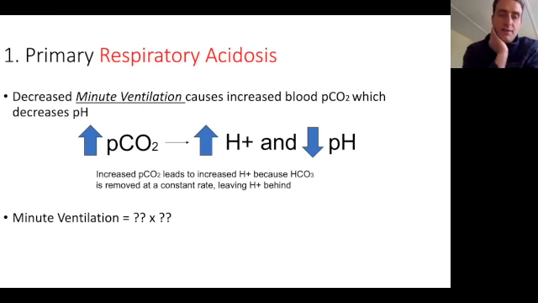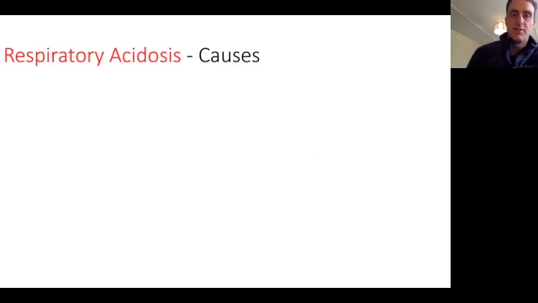If you think back to the equation from before, an increase in PCO2 levels leads to an increase in hydrogen ion concentration because bicarbonate is removed at a constant rate, leaving hydrogen ions left behind. So that equation that we saw previously, the hydrogen ion concentration will increase, which decreases the pH. Causes of respiratory acidosis, I want you to think about a few of what those might be.